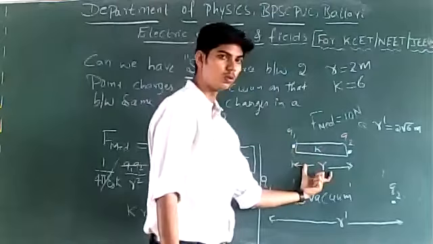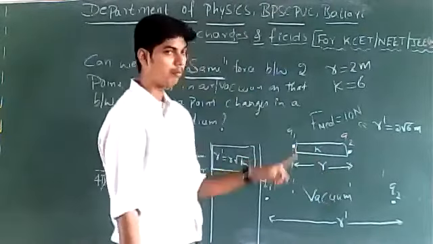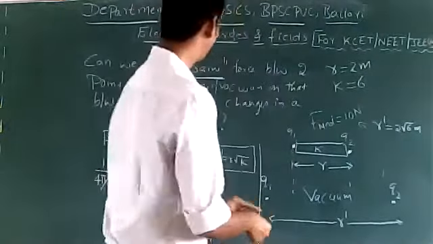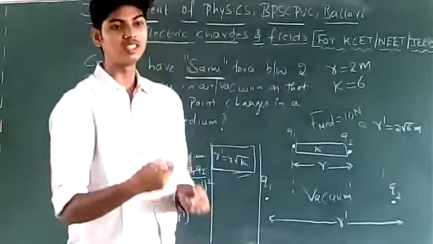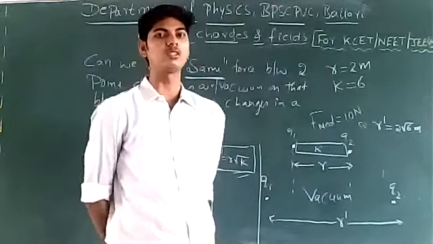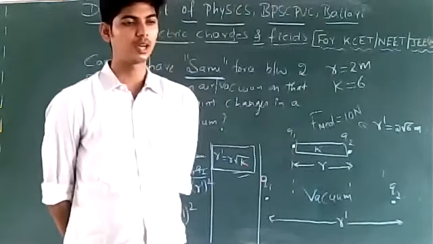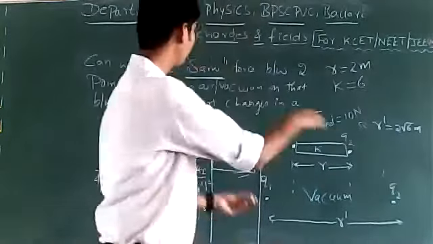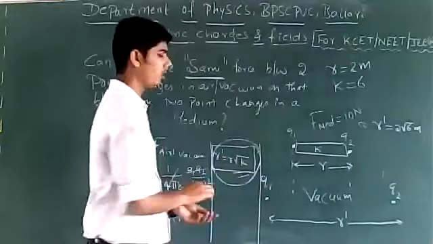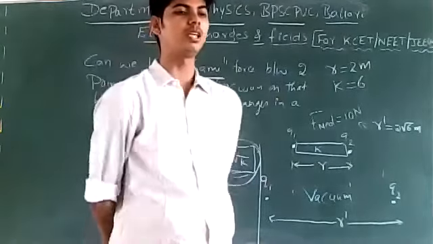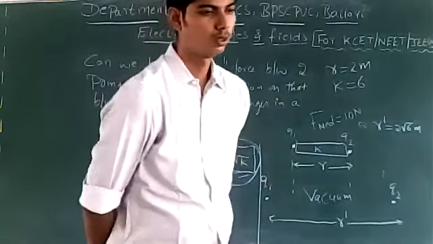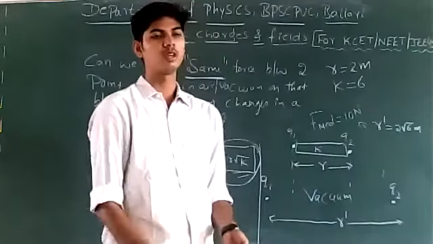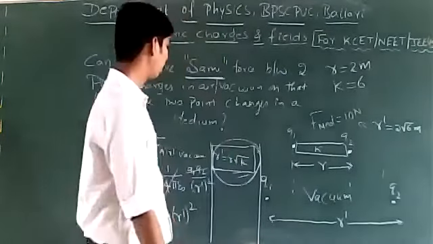Can you observe by what factor the distance is to be increased? Earlier it was R, then what should it become? R root K. So what is the factor by which the distance is to be increased so as to maintain the same force? Can you tell me the factor? It's not just K.